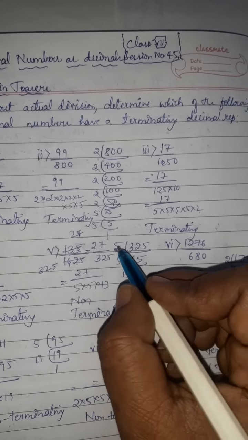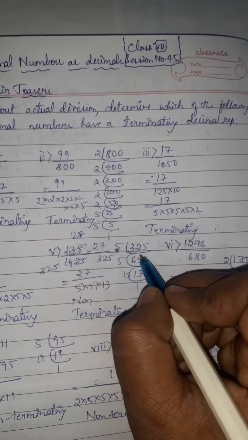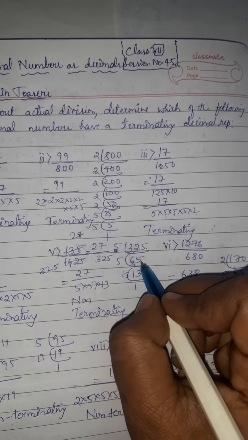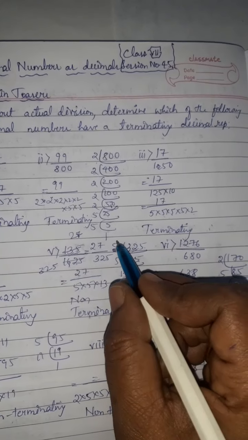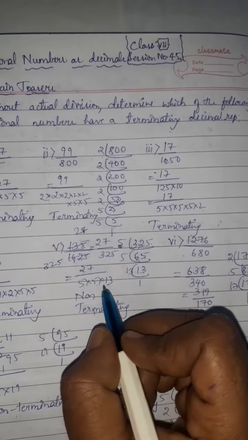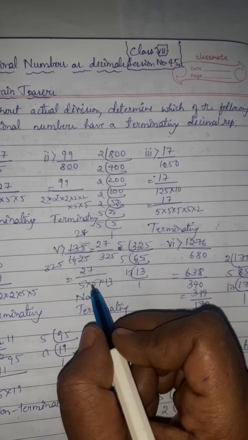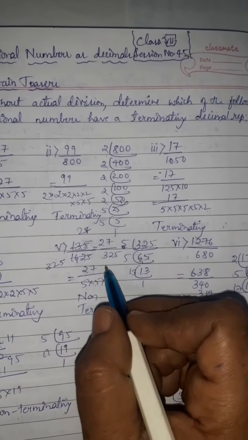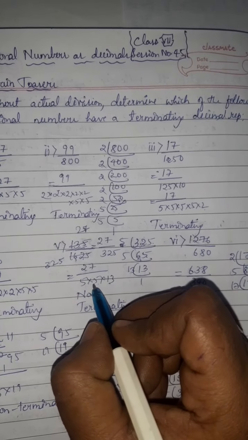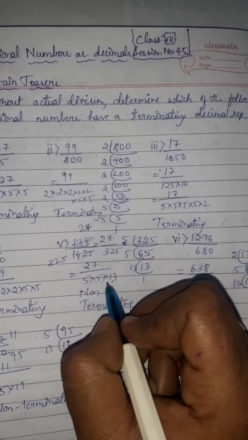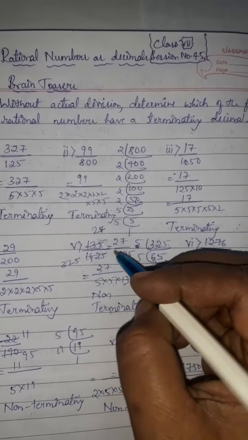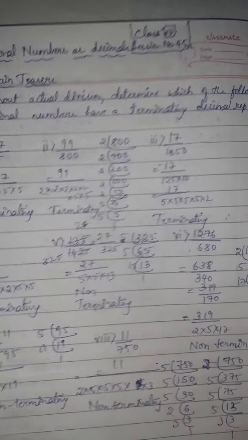325 can be written as 5 6s are 30, 2 is left, 5 5s are 25. 5 1s are 5, 1 is left, 5 3s are 15. 13 1s are 13. So the prime factors for 325 are 5 into 5 into 13. Here the prime factors are 5 and 13. For the rational number to be terminating, we should have in the denominator either 5 and or 2, but we have a factor other than 5 and 2, that is 13. Therefore the given rational number is non-terminating.